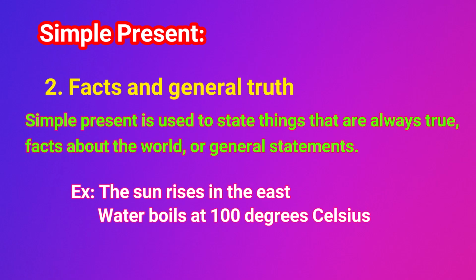2. Facts and general truth. Simple present is used to state things that are always true, facts about the world, or general statements. For example, the sun rises in the east. Water boils at 100 degrees Celsius. These are facts that never change. You always see water boil at 100 degrees. You never ever see the sun rise in the west. It's impossible.